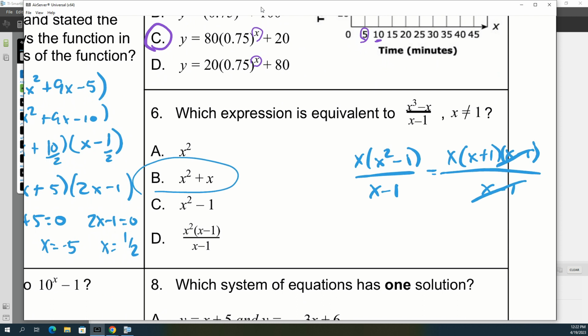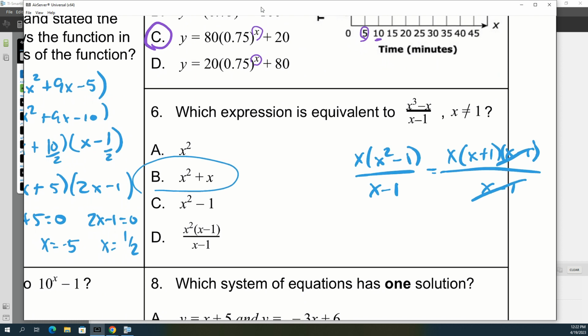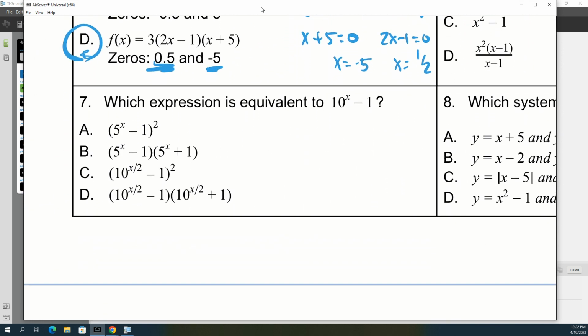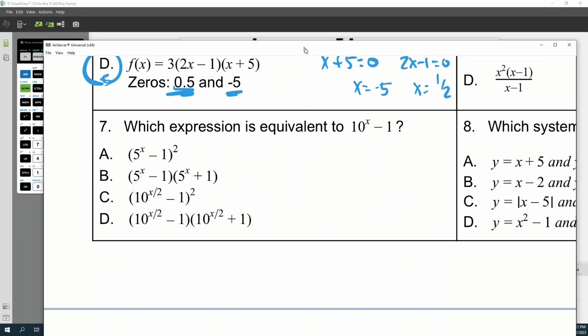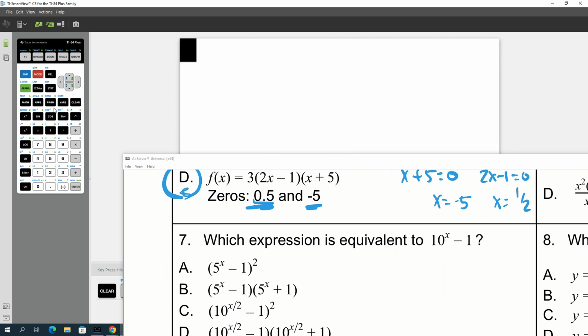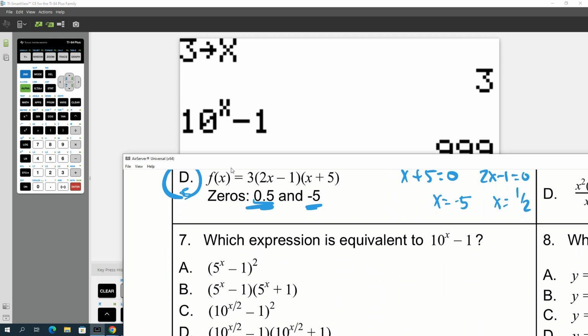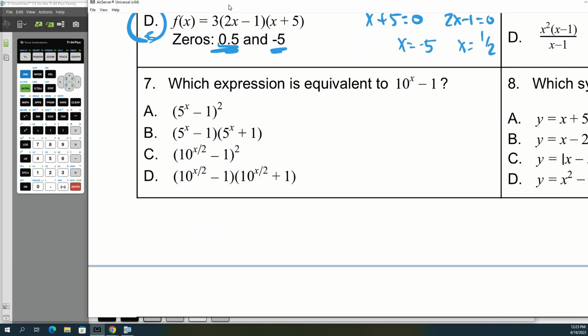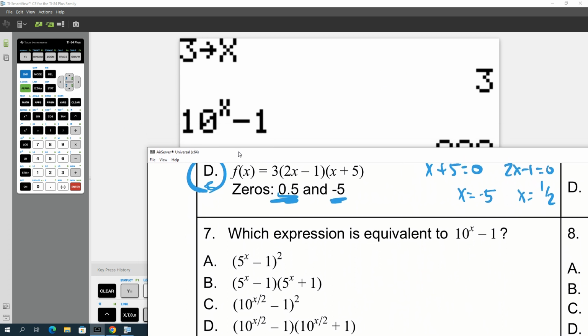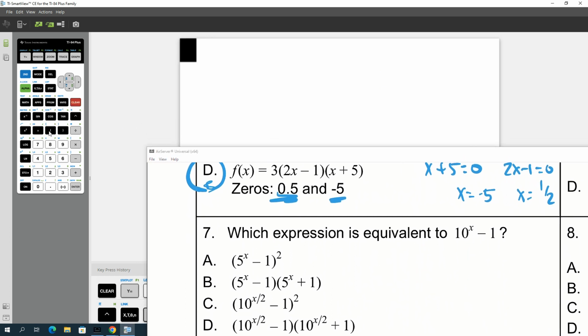All right. Number 7 was the one I was talking about that's like really difficult to do the algebraic way. And so I would just do the equivalent expressions with the calculator. So I would store a number like 3. 3 is a good one for X. And type in 10 raised to the X minus 1. And so 999 is our goal number. And then just type in those answer choices, and whichever one gives you 999 is the answer.